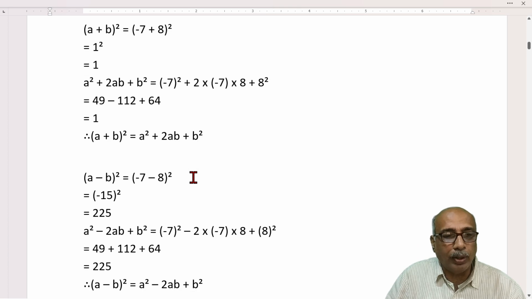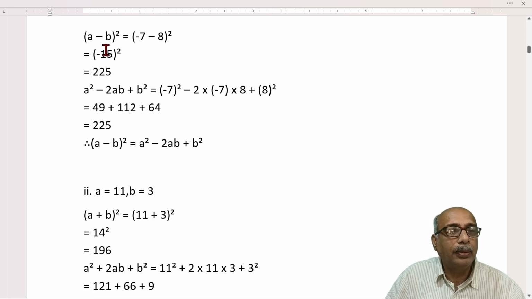With the same value, another formula, (a minus b) whole square. Substitute the values: (minus 7 minus 8) whole square. It comes to (minus 15) whole square. Square of the negative number is always positive. So (minus 15) whole square will be 225. Now expansion of it is a square minus twice ab plus b square. Substitute the values of a and b as above and simplify. You will get answer 225. Therefore, (a minus b) whole square equals a square minus twice ab plus b square, as both terms equal to 225.